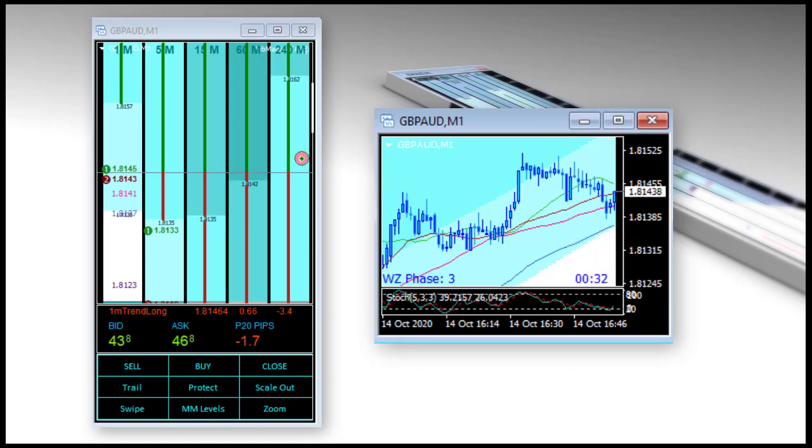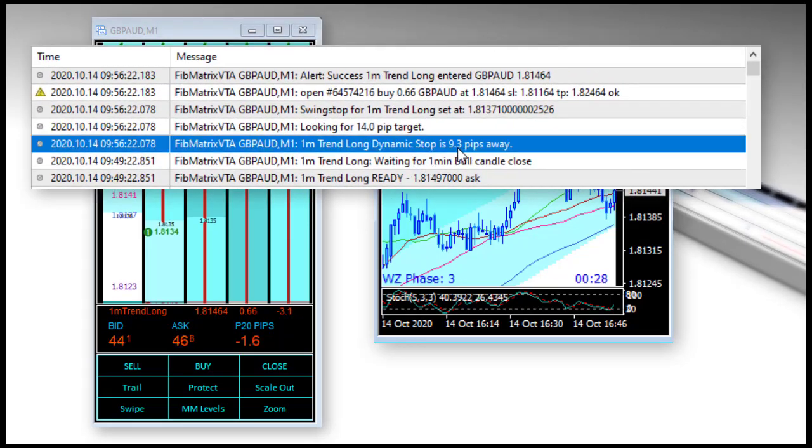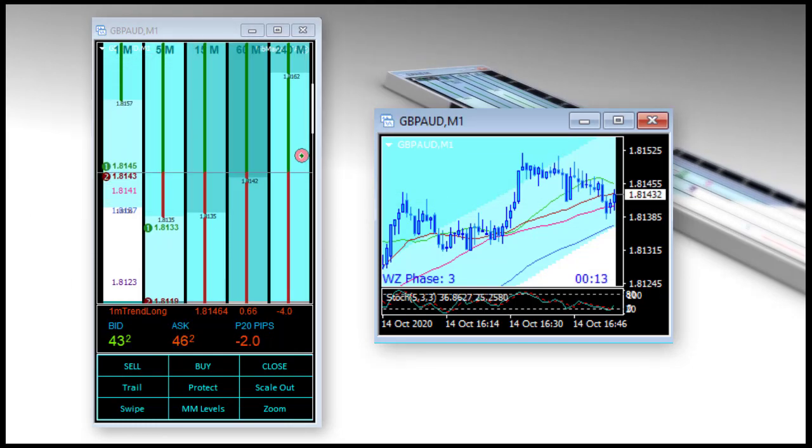Let's see what happened. Let's take a look. Alright, so we were ready, we were waiting. Here it is. The stop is 9.3 pips away. We're looking for 14 pips of profit, and it'll take it out. If it's plus 14, it'll just take the trade out.